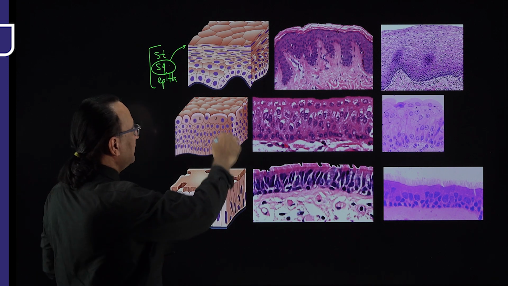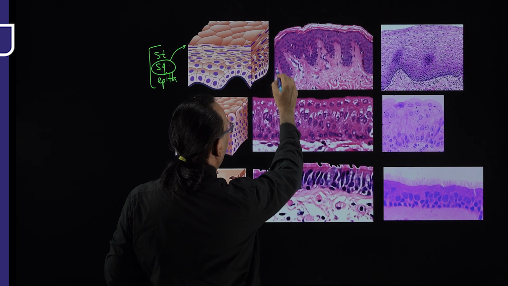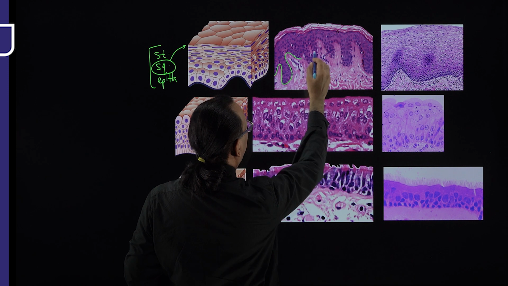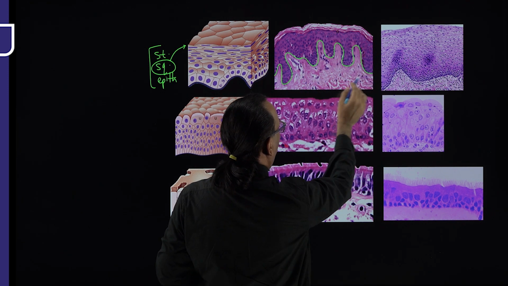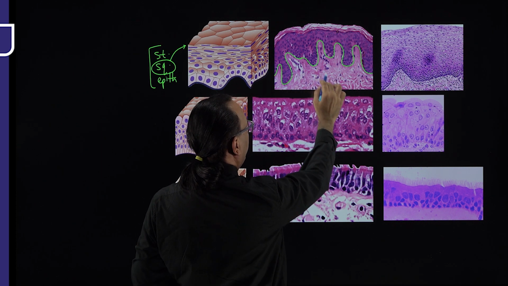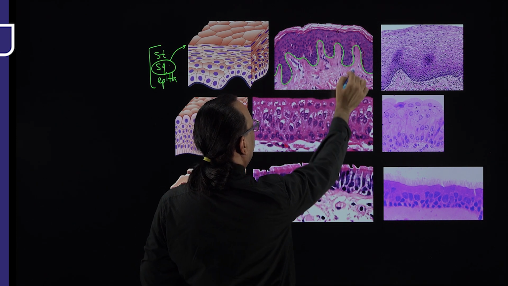And one example is the skin. As you see, the skin epithelium, which is called the epidermis. This is the skin epithelium, the epidermis, and below that is the dermis, which is subepithelial connective tissue, forming some finger-like processes into the dermis.